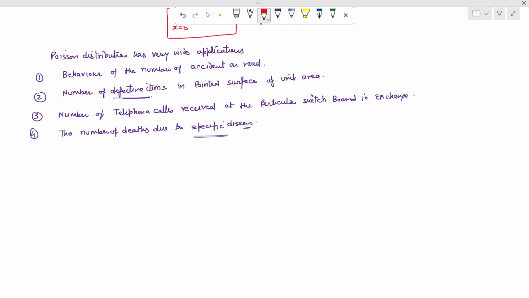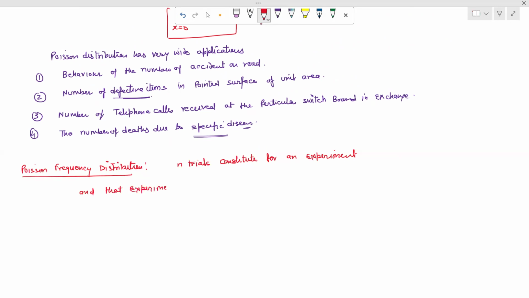Now we move to the next part. This is the Poisson frequency distribution. Basically in this distribution, a frequency, a number of repeated trials, is given. So we write down N trials constitute an experiment, and that experiment is repeated N times, capital N times.